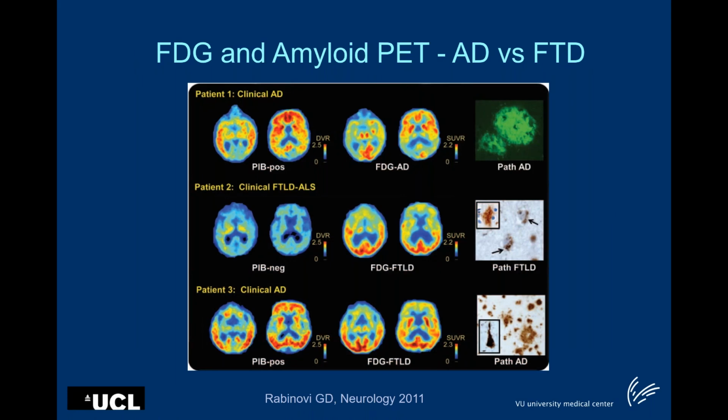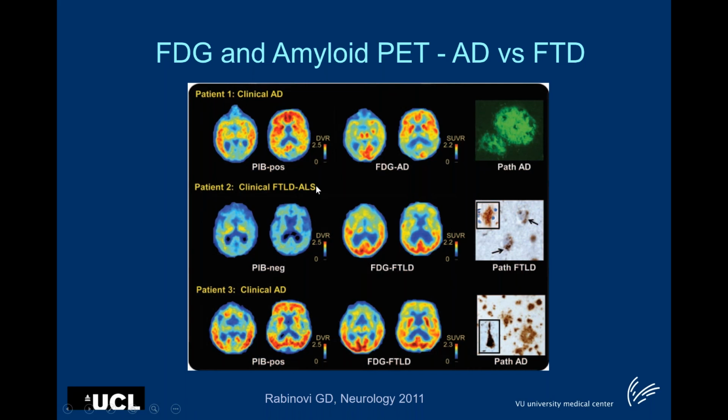Here's a study from Jill Rabinovich from San Francisco, showing again the combination of two of those tracers, which is a luxury that we don't often have, but I think it's illustrative. These are cases that came to autopsy. The first one is a patient who was amyloid PET positive and had an abnormal FDG with low metabolism in the parietal temporal areas. All of which is consistent with AD, which was confirmed at pathology.